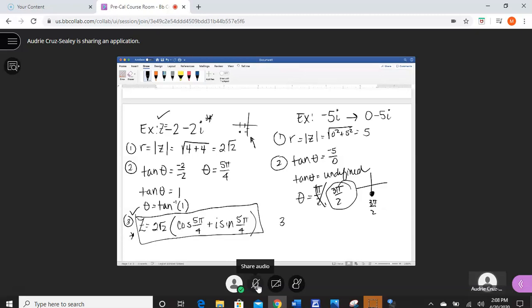And then to write this in polar form, you would get 5, open parentheses, cosine of 3 pi over 2 plus i sine of 3 pi over 2. And that is your answer. We okay?